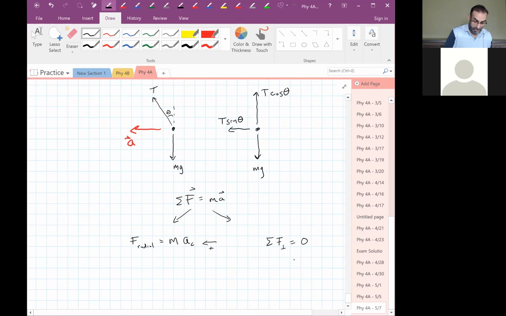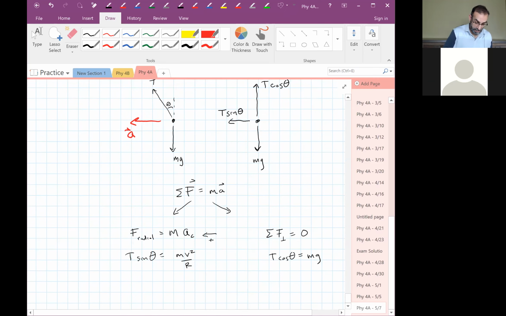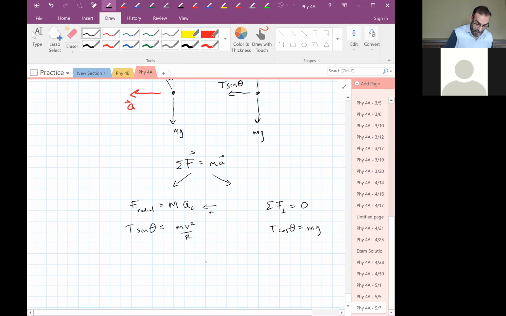So the perpendicular direction tells me that t cosine theta has to equal mg. And the other direction tells me that t sine theta has to be m v squared over r. And so I can combine these two equations. If I divide one by the other, I get tan theta is v squared over gr.